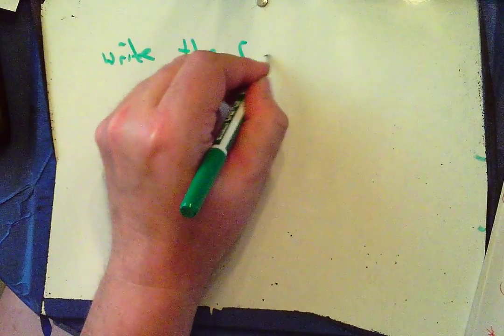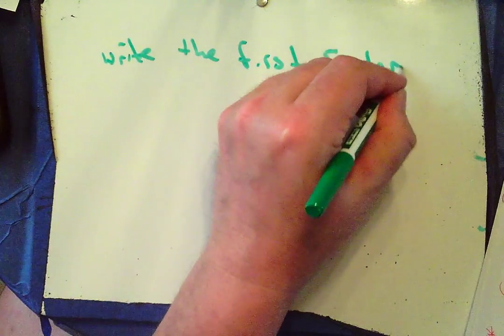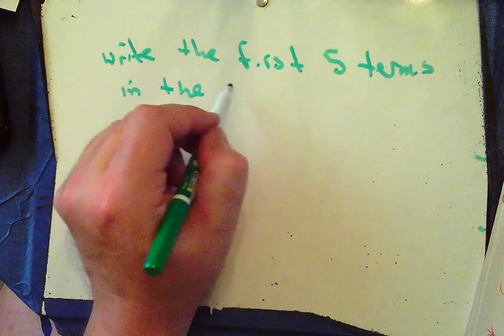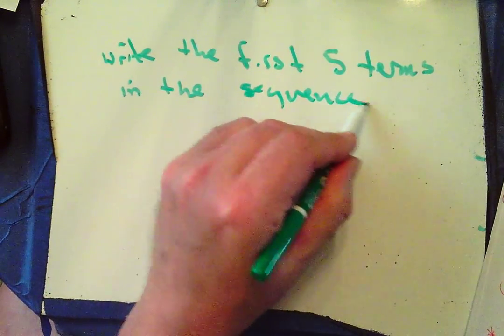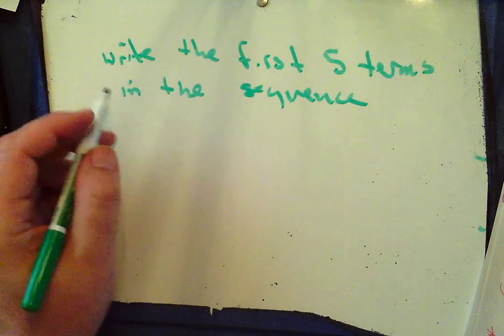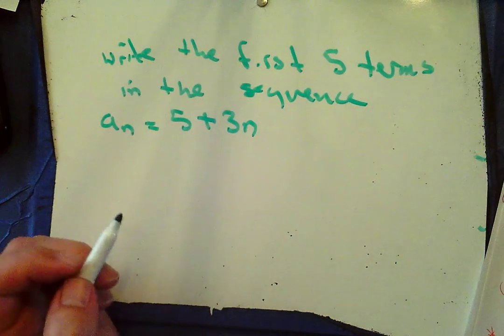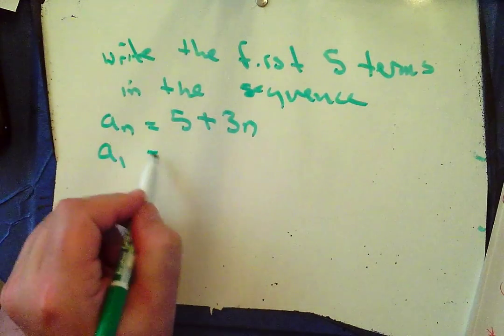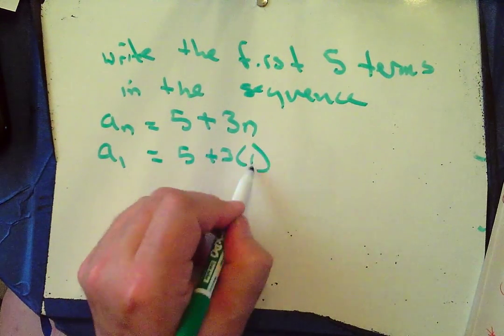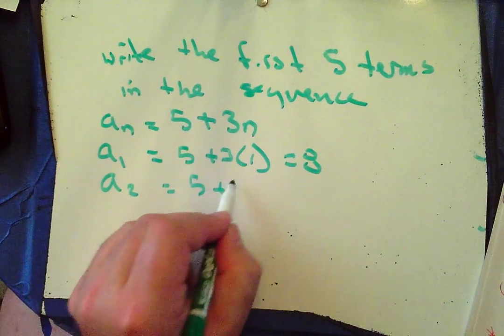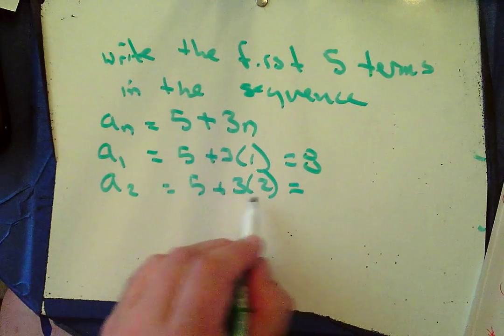Okay, next. They ask us to write the first 5 terms in the sequence. Okay, so we've been given a sub n equals 5 plus 3n. So if I want to know the value of the first term, 5 plus 3 times 1 is 8. And if I want to know the value of the second term, 5 plus 3 times 2 is 11.